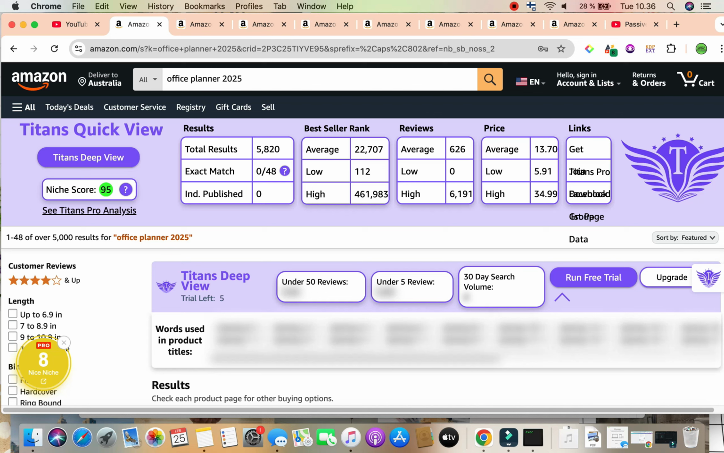We've got a really strong keyword niche score of 95 and the total results is 5,820. Average bestseller rank is 22,707. Average reviews 626. Average price is $13.70. The keyword niche score given by Amazon Scout Pro also perfectly matches the data given by Titans, and they've given us a number 8, categorizing this wonderful keyword as a nice niche.